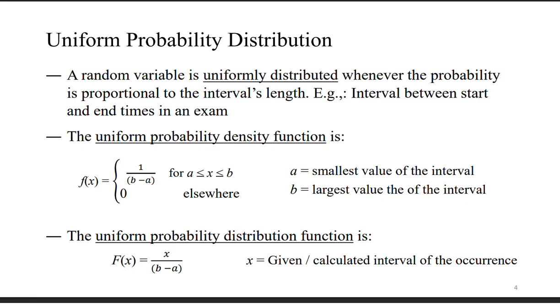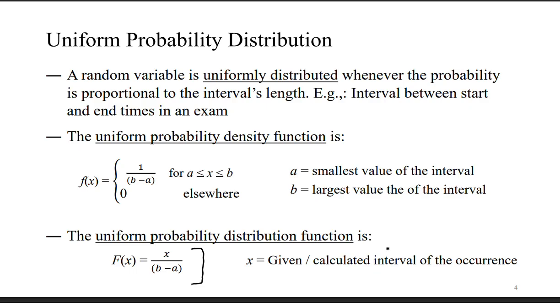The probability density function for a continuous random variable is what we see here, but this is not a formula we use to calculate the probability of a continuous uniform probability distribution. To find the probability of a continuous uniform probability distribution, we use the uniform probability distribution function. Note the difference. This is the density function. This is the distribution function.